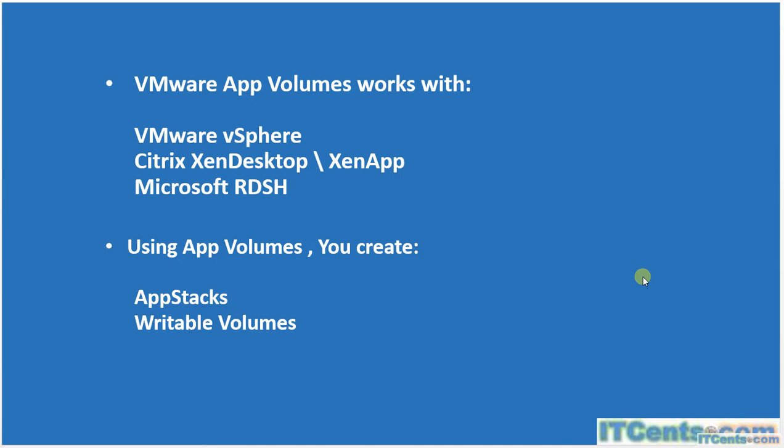So VMware App Volumes works with, of course, VMware vSphere. You can use, and I would say here, it would be better if I add Horizon View. VMware App Volumes works with a VMware vSphere environment. And this is the important thing you need to understand. App Volumes requires VMware vSphere infrastructure. It requires vCenter. It requires ESXi.